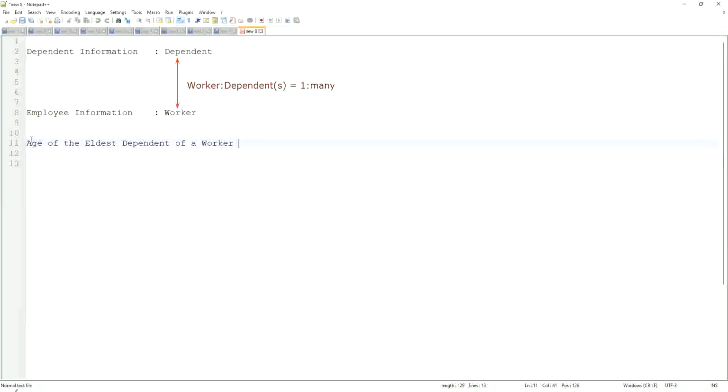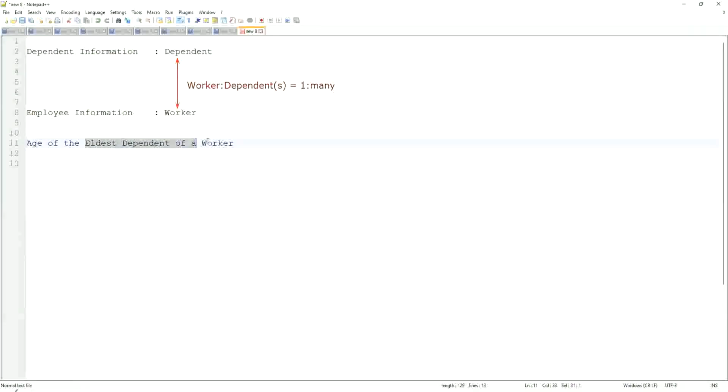There are two things to it. One is eldest dependent of a worker. And then age of the eldest dependent, isn't it? First, we have to find out who is the eldest dependent. Then we find out what is the age of that eldest dependent. We break it down into smaller pieces.